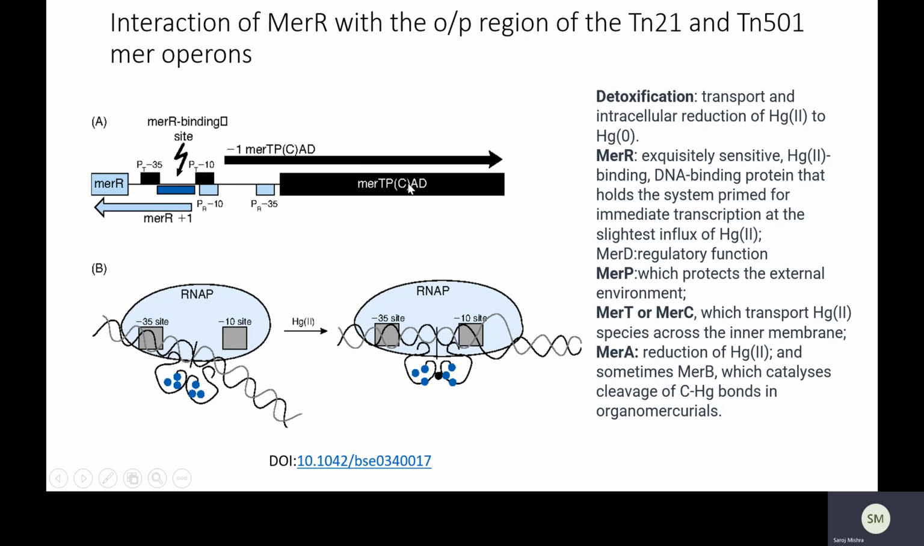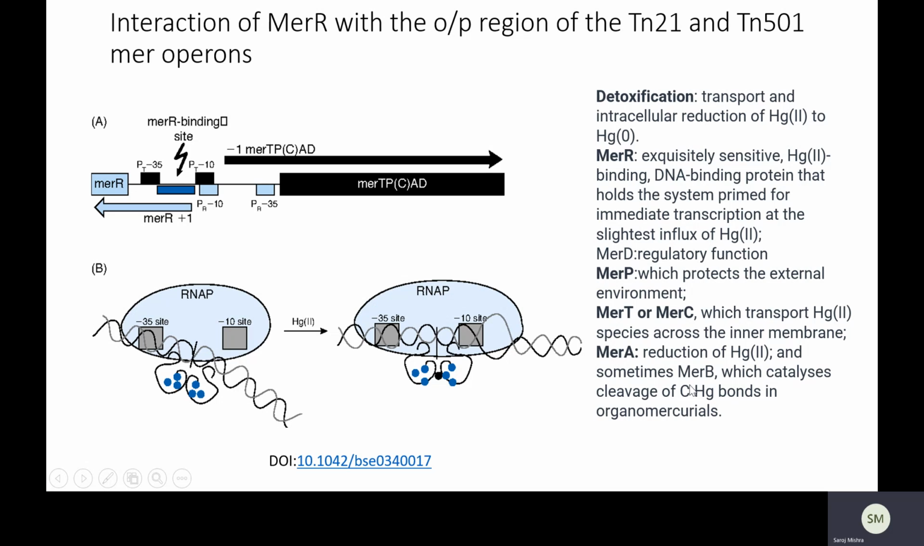And then MER-A that you see here, for example, causes reduction of mercuric ion to Hg0. Sometimes in many microbial systems, you don't have a MER-A, but rather you have a MER-B, which catalyzes the cleavage of carbon-mercury bonds in organomercurials. So, in the event that there are mercuric compounds which are organic in nature, that is, you don't have simply mercuric ions but you could have organomercurials, there is cleavage of the carbon and mercury bonds by an enzyme which is coded for by MER-B.